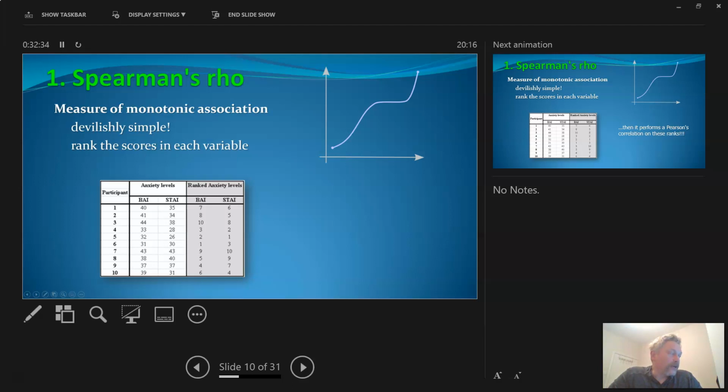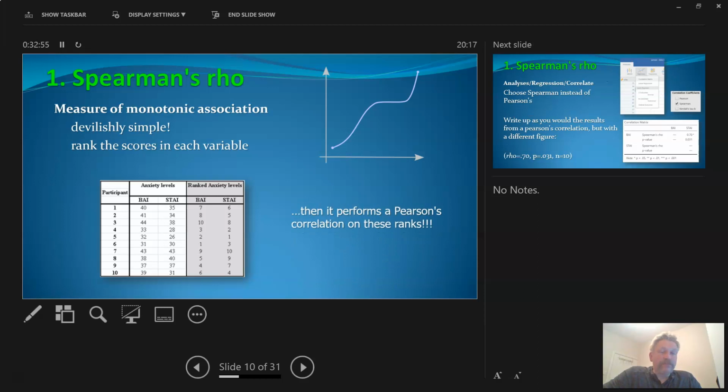And then you do that for the second level, the state trait anxiety inventory. So the lowest was 26, then it was 28, and so on and so on. So they get assigned a rank of 1, 2, 3, and so on and so on. And then all you do is perform the analysis. Well, rather, what Jamovi does is then perform an analysis on that data. And that's it. It's simple and as straightforward as that.